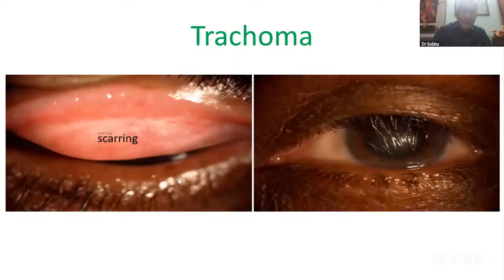So this is the scarring that I'm talking of. This scarring in trachoma leads to cicatricial entropion. Now this is how the patient presents, with all the eyelashes rubbing against the cornea. And as you are aware, trachoma is a blinding disease. And thank God, India has been declared free of trachoma very recently.